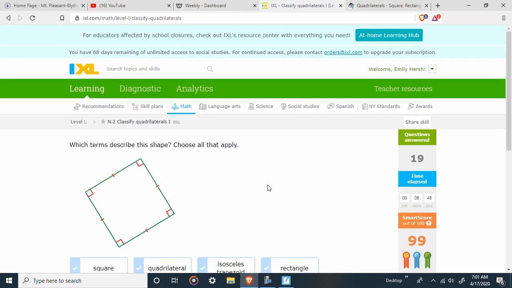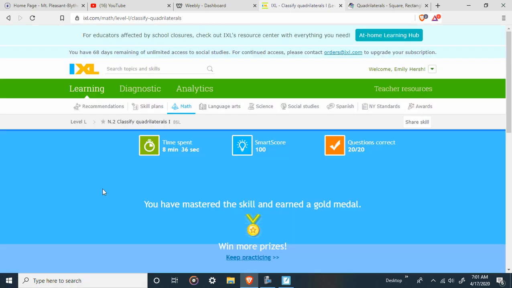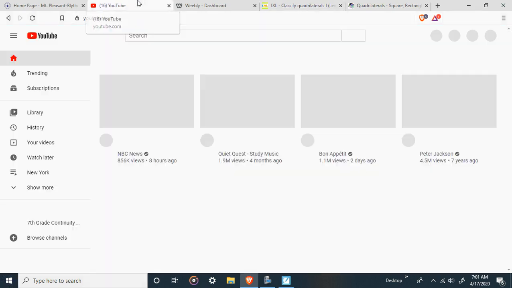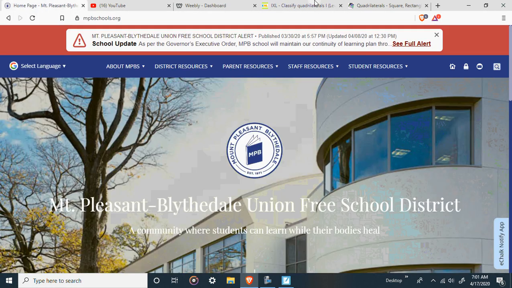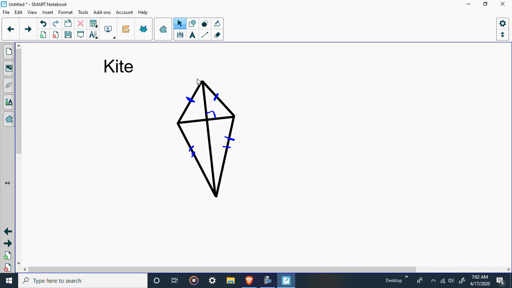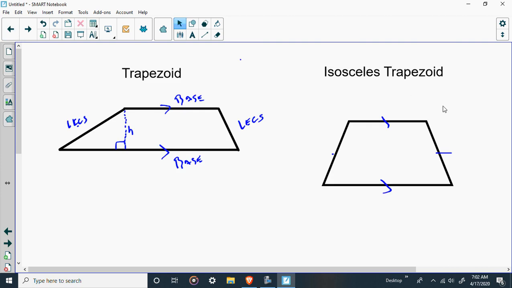Okay, so again, you guys should be able to do this. This is a square, which is a quadrilateral, which is a rectangle. Okay, good. So you guys should be able to do that. Again, like I said, stick to this. A square is a rectangle, is a rhombus, is a parallelogram. Okay, a kite is going to be its own thing, and an isosceles trapezoid is going to be a type of trapezoid.